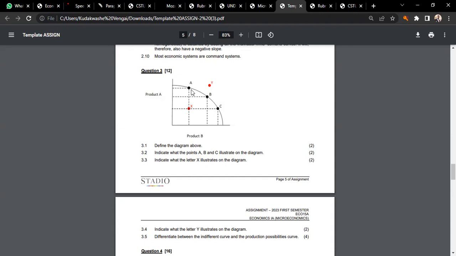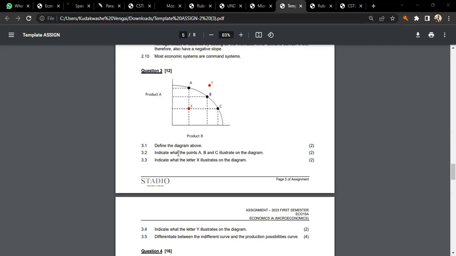So basically, we're talking about along this boundary, ABC, we are fully utilizing our resources there. So therefore, whether we're producing at point A or at point B or at point C, we are fully utilizing our resources and we are producing at the boundary of the production possibility frontier, which is the maximum potential. So a variation from either point A to point B or point B to point C is what I was referring to as it denotes the notion of opportunity cost.